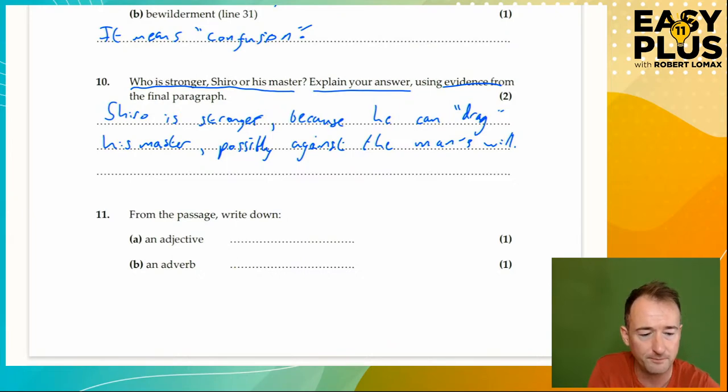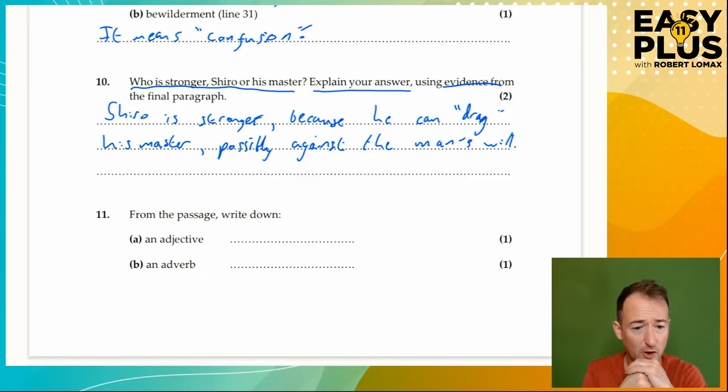So, Maha says, Shiro is stronger because an old person's body is frailer and weaker and this dog is strong and energetic, the exact opposite of the lethargic. Shiro can drag the master and is strong and young. Okay, so you got there in the end. Shiro can drag the master. That's the key thing. That's what you need to explain. The first part is not relevant. If you just wrote the first part, I'm afraid you wouldn't get marks for that.